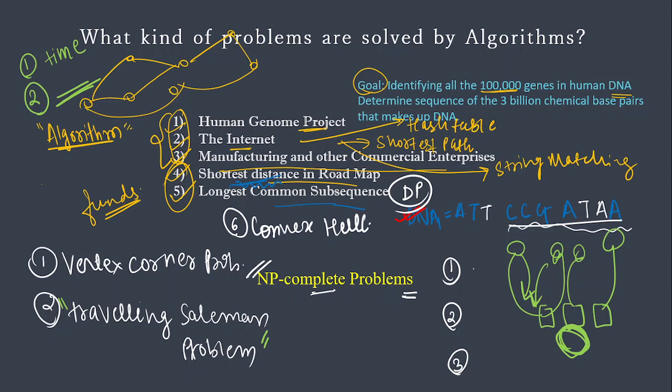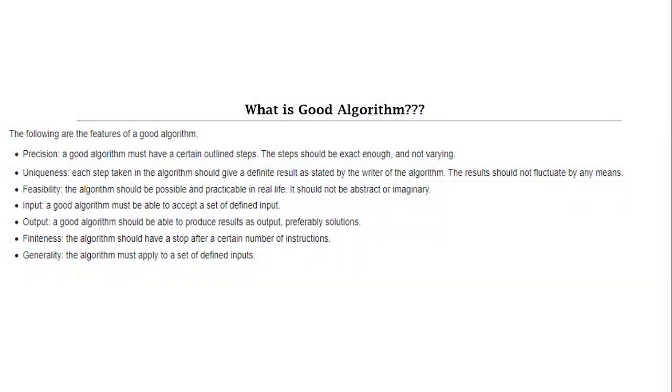So these were problems which are solved by algorithms. There are many more problems which can be solved, and we will be discussing all of them in the series. Moving forward with what good algorithms are. Yes, we should know what exactly good algorithms are. How can we say that an algorithm is good? By these features.